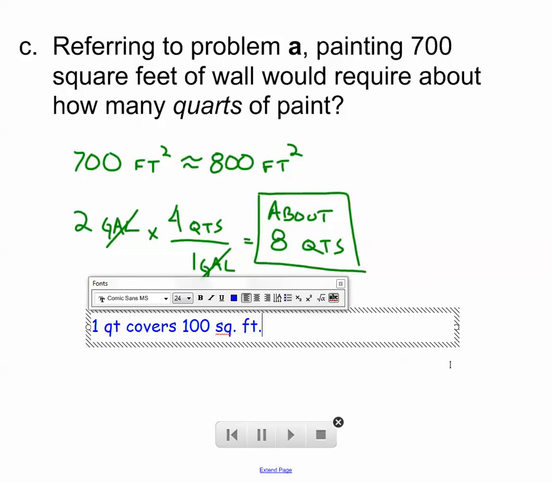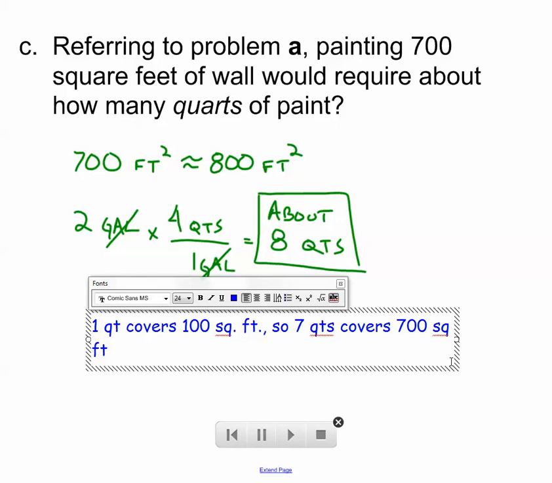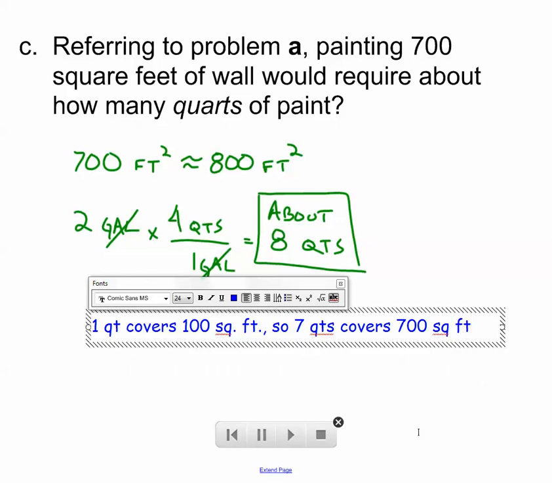One quart covers 100 square feet. So 7 quarts covers 700 square feet. Add that in there. That's probably a better way to look at it. Estimation is nice though too. You've got to buy 8 quarts if they sell them in quarts, and then you'll have a little bit left over.